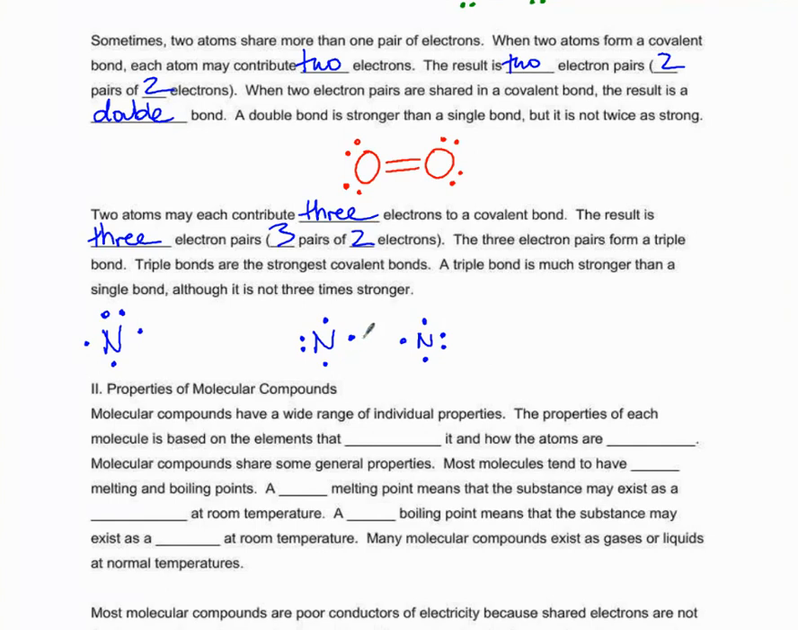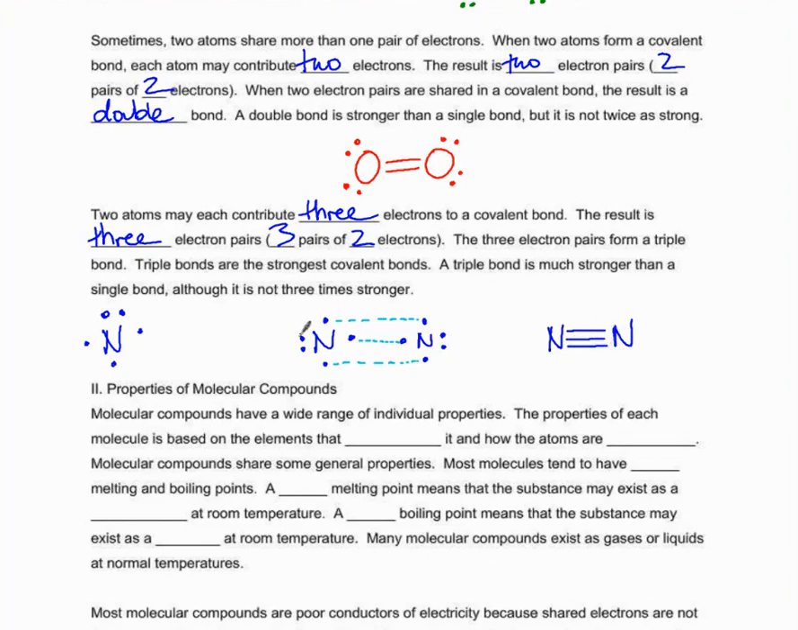So these 2 atoms will start sharing this pair. Now they both think that they have 6. They're going to start sharing this pair. Now they both think they have 7. And sharing this pair makes 8. And so when we redraw this, we have 2 nitrogen atoms held together by a triple covalent bond.